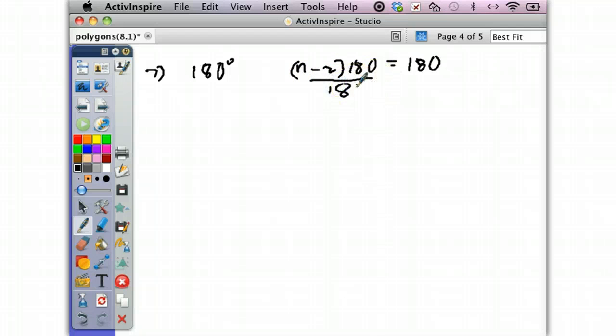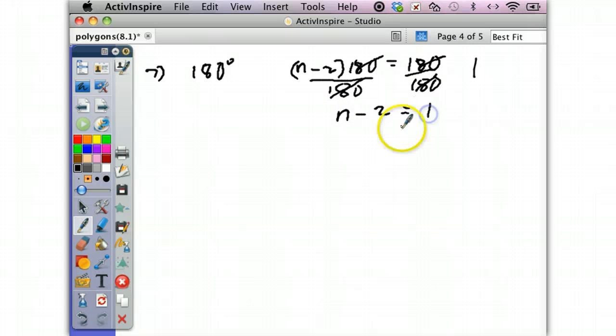I don't know if this is the way you did it, Grant. No, I do it like that. And when you do, you're going to get just 1, right? So n minus 2 will be 1, and you just add 2 to both sides. Don't you plug in 180 where n is? No, you don't. In fact, I'm not even going to have you go that far.